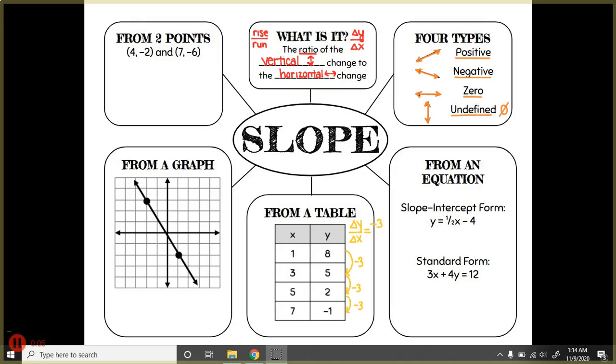So we have a negative 3 over, and then we looked at our change in x. To get from 1 to 3, I added 2. To get from 3 to 5, I added 2. And to get from 5 to 7, we added 2. And so our change in x is a positive 2. And so our slope for this specific problem was negative 3/2.